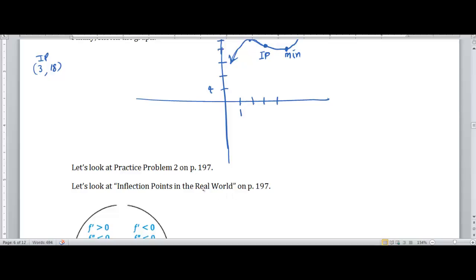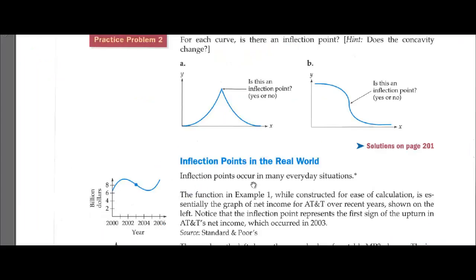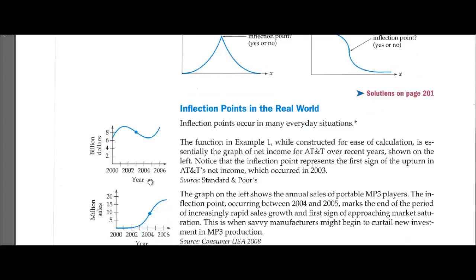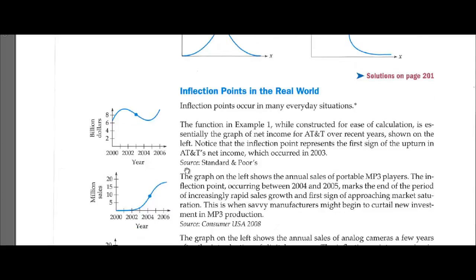Let's look at the same page, inflection points in the real world. These are very cool examples. This function is essentially the graph of net income for AT&T over recent years, shown on the left. This is the year and this is in billions of dollars. Their income is increasing, it kind of flatlined, then it started decreasing. And at some point here, it's still decreasing, but that's the sign of the upturn. Notice that the inflection point represents the first sign of the upturn in AT&T's net income, which occurred in 2003. I'm not sure why it happened in 2003. Maybe that's when they got into the business of cell phones, or internet provider coverage.